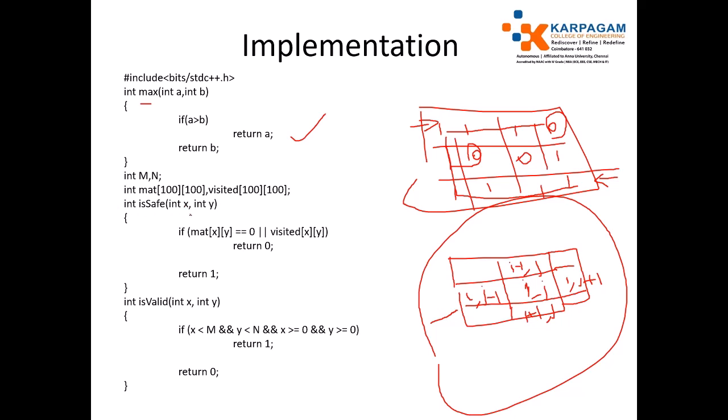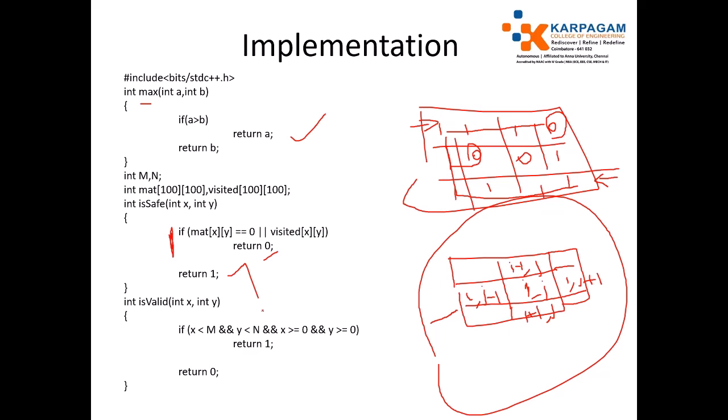For this purpose, I am just checking whether it is safe or not, which accepts the x coordinate value and y coordinate value, that is the i, j value. If matrix of x, y equals 0, it is not safe. Otherwise, if it is already visited, it is also not safe. So if it is not safe, just return 0. If it is safe, this will not come into the if condition, so return 1.